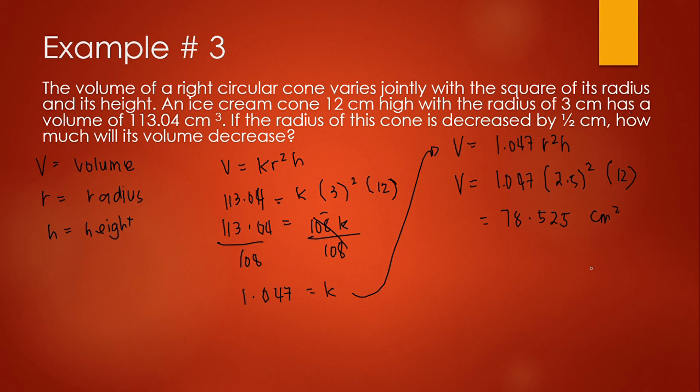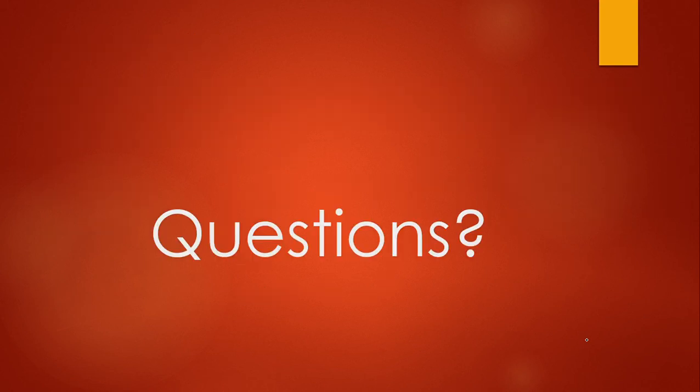So the volume of the cone is decreased by how many? You subtract 78.525 from 113.04. It would be decreased by 34.515 cubic centimeters. Since 113.04 minus 78.525 would be equal to 34.515.